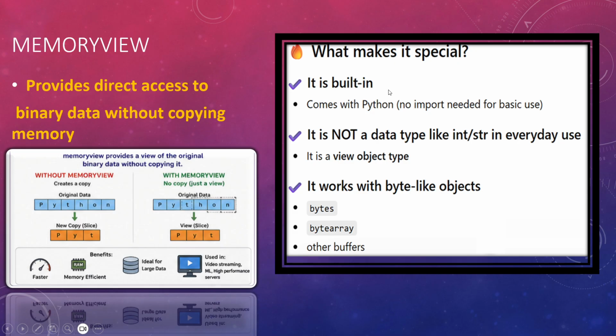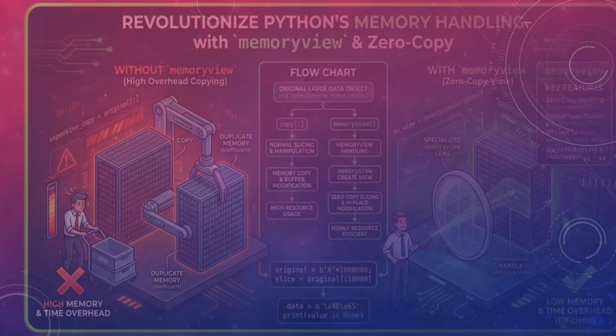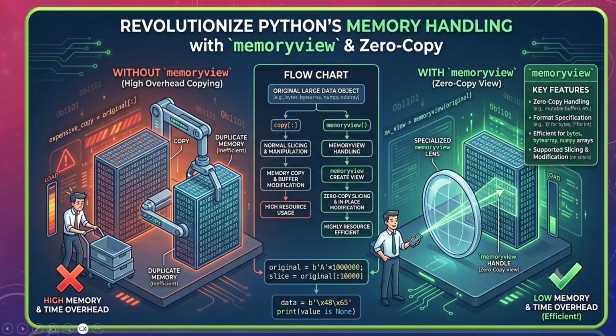Now, what makes it special? It is not a data type like int or string in everyday use, but it is a view object type. Okay, memoryview object type. It works with bytes-like objects, bytes and byte arrays. Hence I have covered this here. It is memory efficient because we are not creating one more copy, no duplicate memory. If we create a duplicate copy, it is memory inefficient, correct? It is also faster, and it has low memory and time overhead, hence it is efficient.